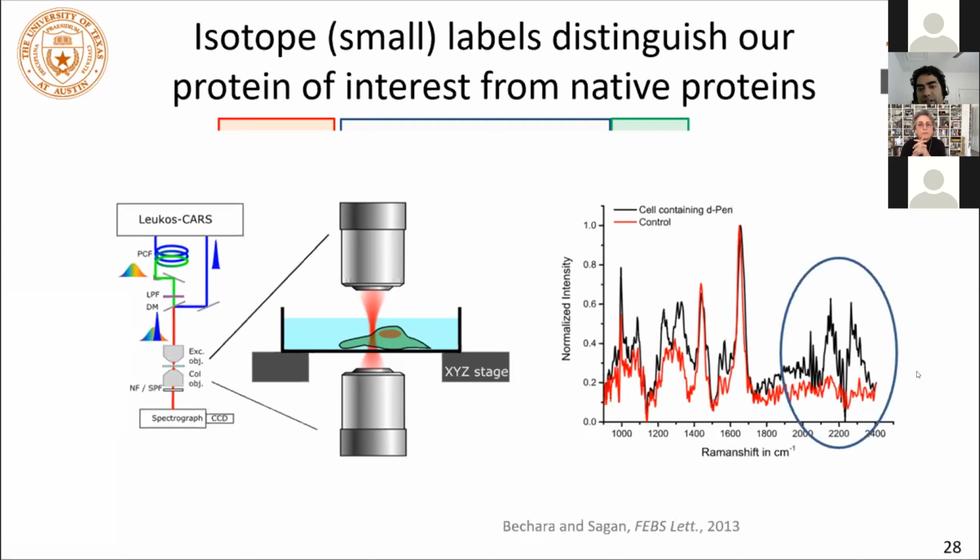Between about 1800 wave numbers and 2800 wave numbers, you have what's called the quiescent or blank region. Nothing is happening there. So if we image the cells and look for this particular fingerprint at 2200, there's nothing else there. The only thing that's there is the stuff that I put there. It's my carbon deuterium, because deuterium is sufficiently scarce in nature that you don't have that many carbon deuterium bonds inside of cells.